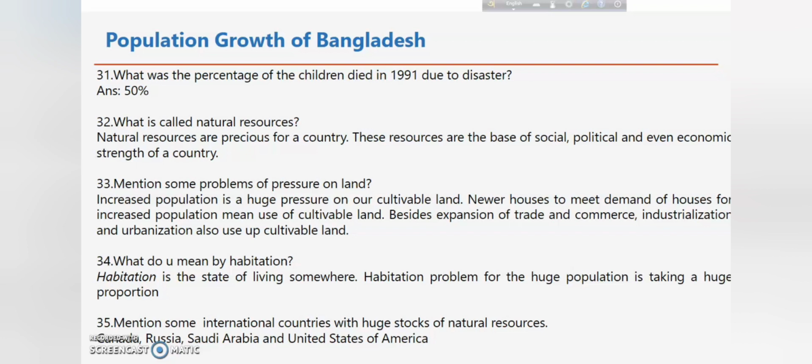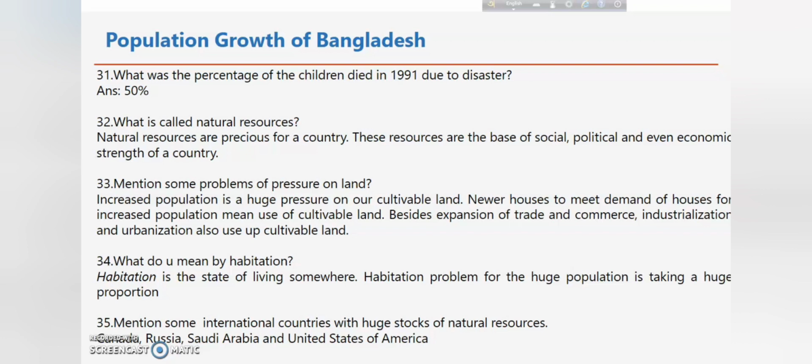33. Mention some problems of pressure on land. Yes, increased population is a huge pressure on our cultivable land, whereas new houses to meet the demand of the increased population are increasing day by day. That means we have to use the cultivable land. Besides, expansion of trade and commerce, industrialization and urbanization also use the cultivable land.